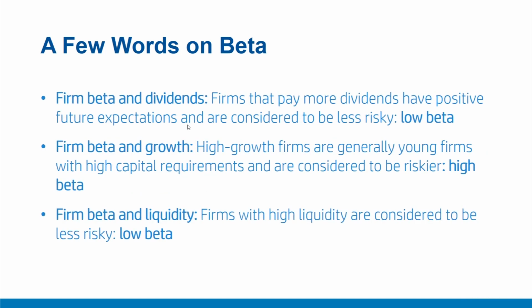It is assumed that firms that pay more dividends have positive future expectations, and these firms are considerably less risky and therefore have low beta. These are called low beta firms, and therefore we can expect a negative relation between firm beta and dividends. High growth firms are generally young firms with high capital requirements. These firms are considered risky, and therefore firms with high growth have a positive relation with beta. Firms with high liquidity are also considered to be less risky, and therefore liquidity has a negative relation with firm beta.